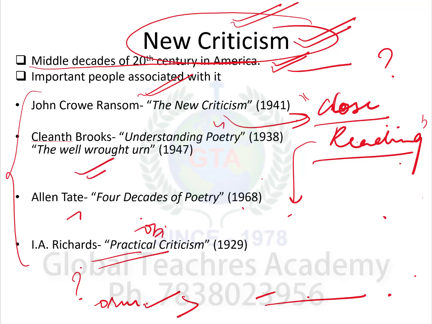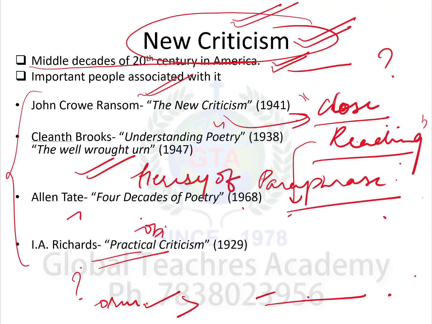Then there is Cleanth Brooks. Brooks, two texts that you need to know. There's The Well-Wrought Urn and Understanding Poetry. Important texts again, but more important than that is the term that he's given. It's called the Heresy of Paraphrase. Now, what does this term mean?